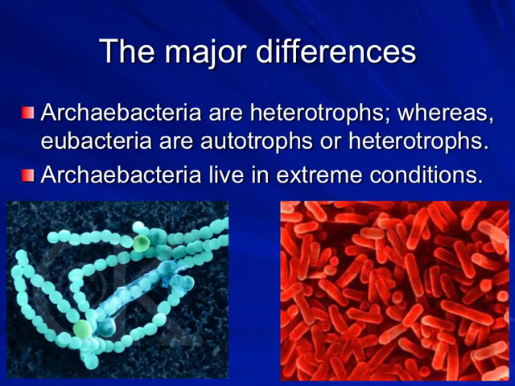The major differences between the two kingdoms are as follows. Archaeobacteria are all heterotrophs, whereas Eubacteria can be either autotrophs or heterotrophs. Archaeobacteria also tend to live in extreme conditions. In fact, Archaeobacteria weren't discovered until recently, simply because of the extreme conditions they lived in. We didn't feel that there was anything living in those areas. Also, the technology that we've developed over the last couple of decades has allowed us to discover these creatures that live in these extreme conditions.